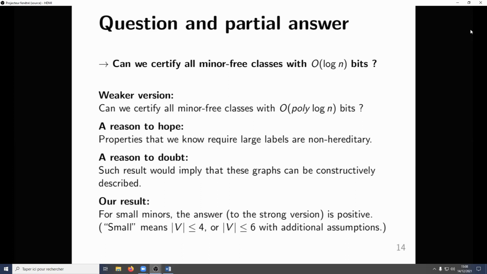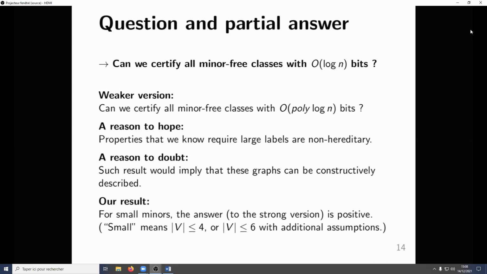But now there is a reason to doubt, which is that from the graph theory side, if this were true, then it would somehow mean that we have a constructive way to build all these classes, etc. And maybe that looks too strong from the graph theory point of view. Okay, so what do we do on this conjecture? What we do is that we show a special case.